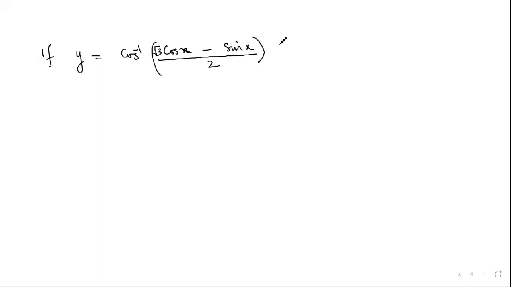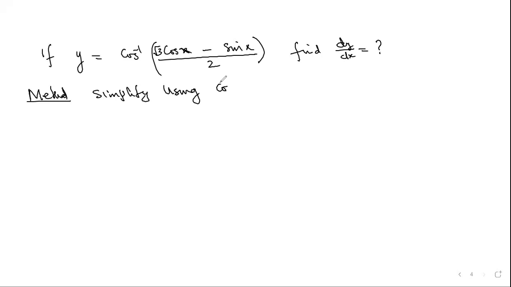Now, how do you simplify this? How will you simplify this? Cos A plus B, yeah, we will use that. So the method you write: simplify using cos inverse cos of A plus B is equal to A plus B.